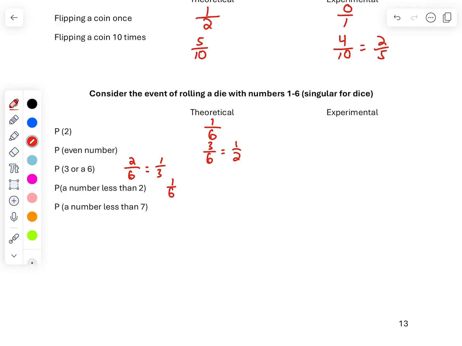And the probability of a number less than 7. Numbers less than 7 would be our 6, 5, 4, 3, 2, and 1. So there are 6 out of 6, which equals 1. If we made that a percent, that would be 100%, because of course when you roll a dice, you have to get a number from 1 to 6. Okay? Experimentally, you could actually do this and find your experimental probability by actually performing the experiment.